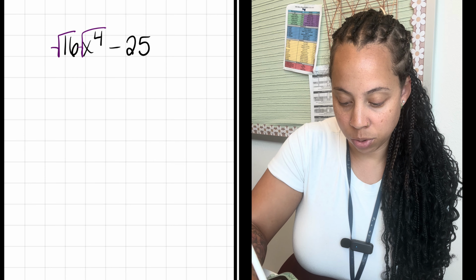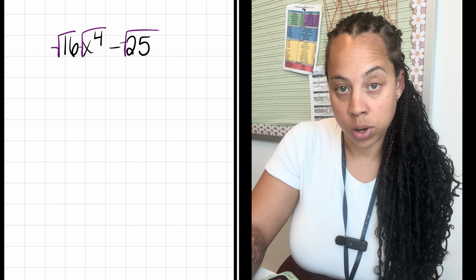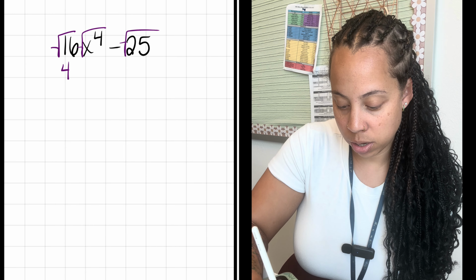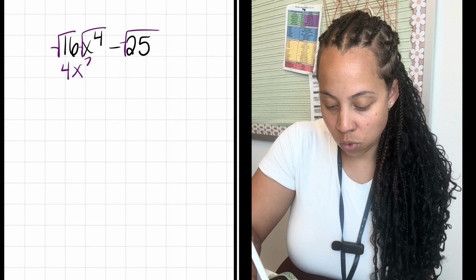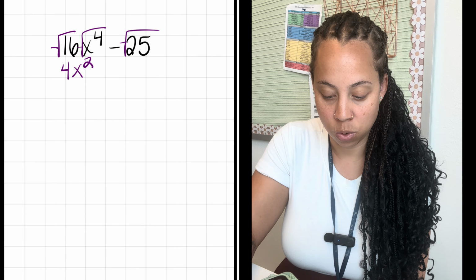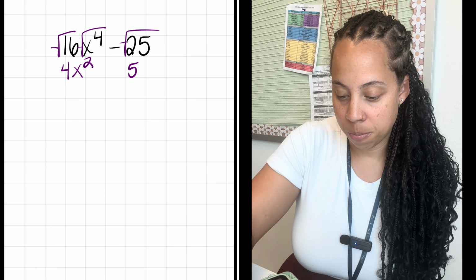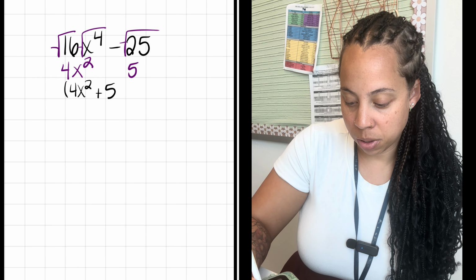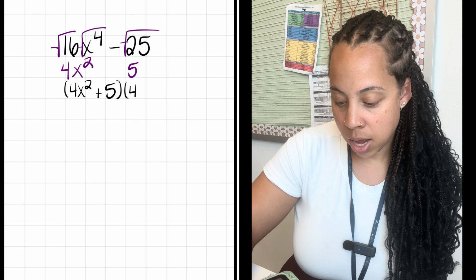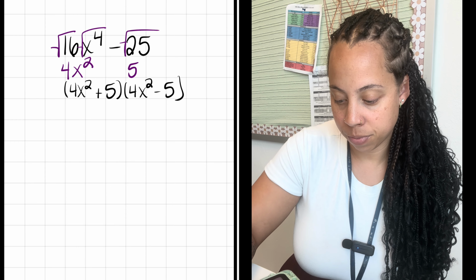Now on this next one, I'm just going to do the same thing. I'm going to put the square root over 16, over x to the fourth, and over 25. Now the square root of 16 is 4, and x squared times x squared is x to the fourth, so the square root of x to the fourth is x squared. And the square root of 25 is 5. So for our two parentheses, we're going to have 4x squared plus 5 and 4x squared minus 5.